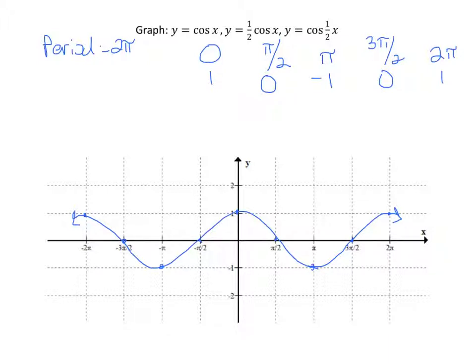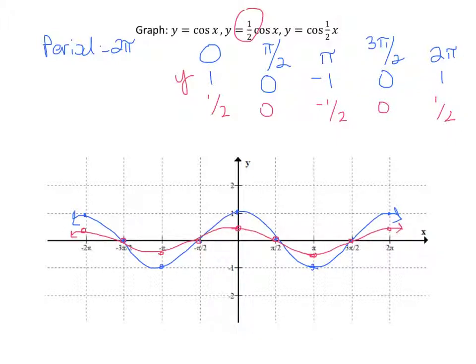For the next graph, I'm going to change only the amplitude. So for this one, I'll multiply each of my y coordinates by 1/2. And notice this graph gets smushed vertically so that it would almost become a flat line.